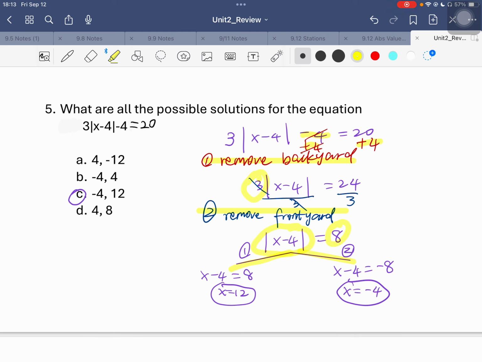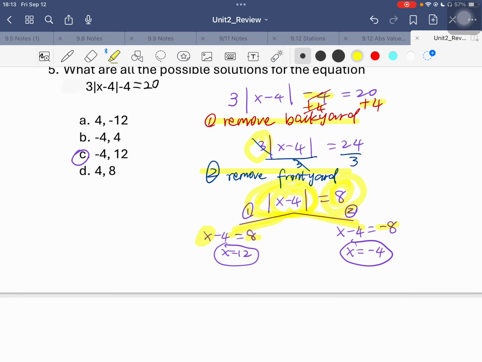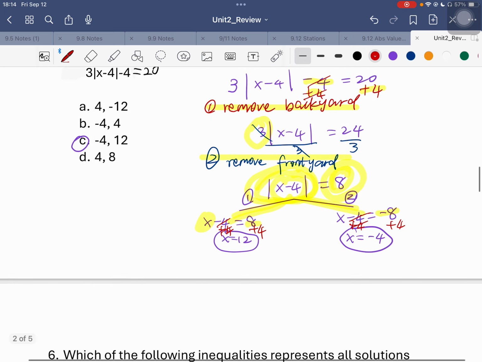If you need to split into two cases, just bring down what's inside the house to both cases. Don't change anything inside the house. So x minus 4 equal to 8, and the other side x minus 4 equal to -8. Don't change anything on the left, only change the right side. One will be positive, one will be negative. And now we want to leave x alone. We do this by adding 4 on both sides. So I got x equal to 12 and x equal to -4.